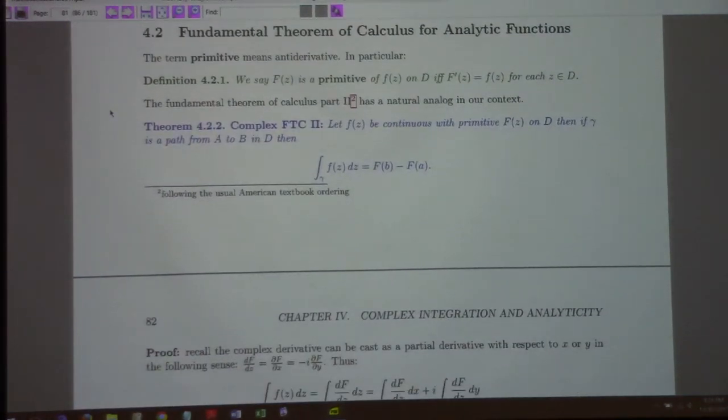Now, there is a complex fundamental theorem of calculus part 2. If you have a primitive, in other words, if the derivative of big F is little f, and this curve gamma goes from point A to point B, this is the integral. So I mean, that's what could be nicer.